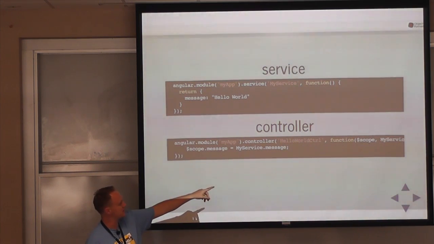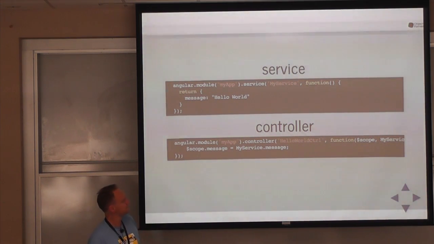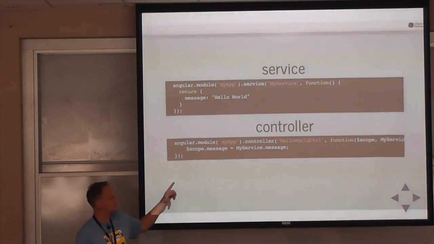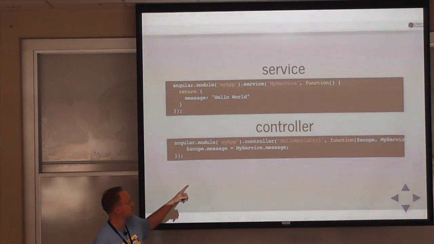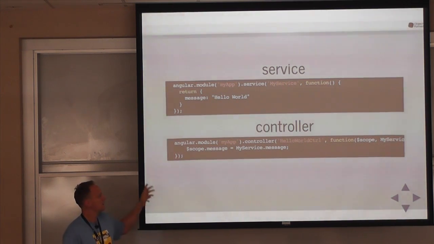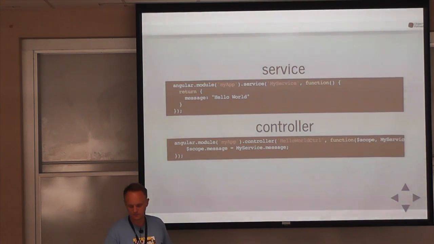I'm injecting my service into my controller. And that gives my controller access to that service. So I'm setting scope.message to myService.message. I'm not doing anything different here. The end result is going to be the same, but what I'm doing is offloading that data access to a service.